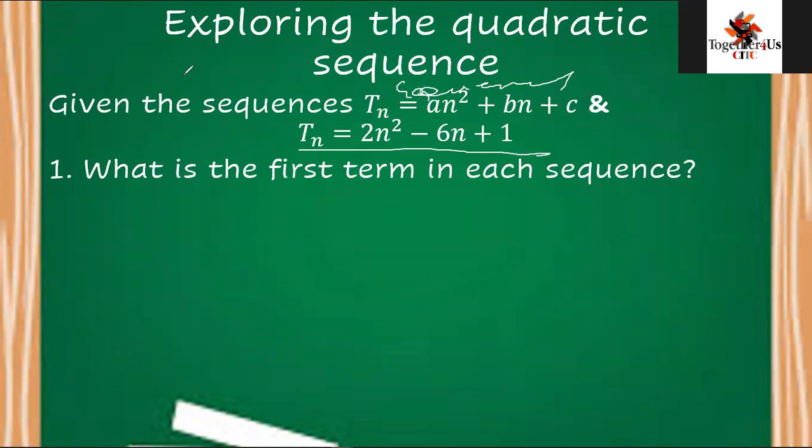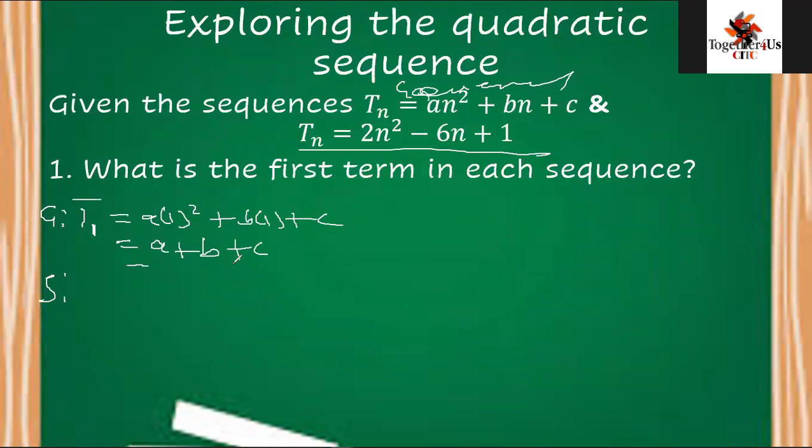Now, what is the first term in each sequence? First term refers to T1. Now, for the general, I'll write G. For the specific one, I'll write S. For the general one, we have the following. T1 is actually A into 1 squared plus B into 1 plus C. And you can see that this actually simplifies to A plus B plus C. There's a reason I'm doing this, and you need to pay attention.